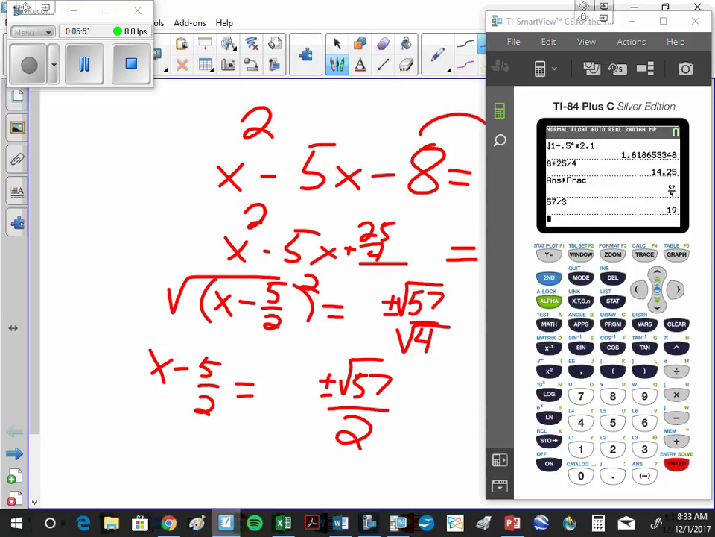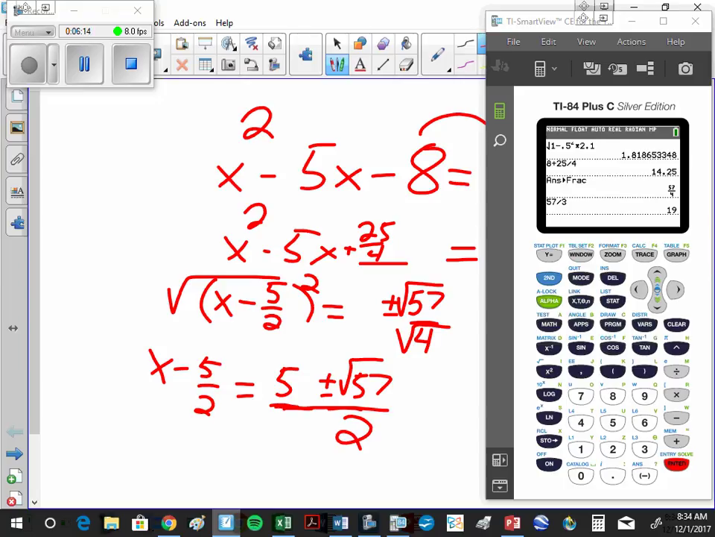Okay. Now I add the 5 over 2. So plus 5 over 2. And they're both over 2. So I'm just going to do that. And that's the answer. Oops. Does that make sense? Yeah?